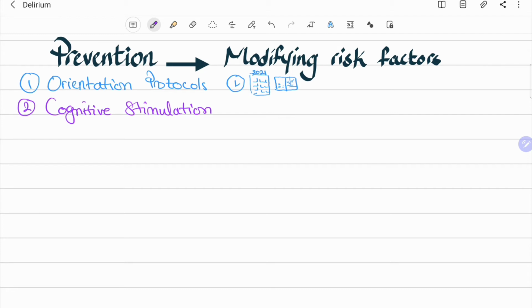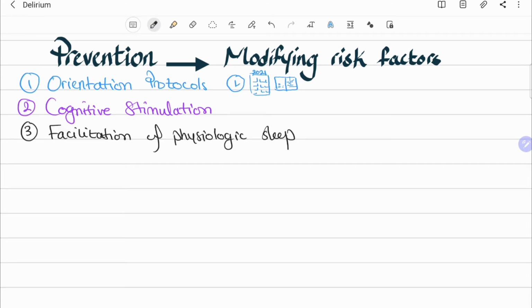The second one is cognitive stimulation. Patients with cognitive impairment in particular may benefit from activities such as regular visits from family and friends. At the same time, sensory overstimulation should be avoided, particularly at night.